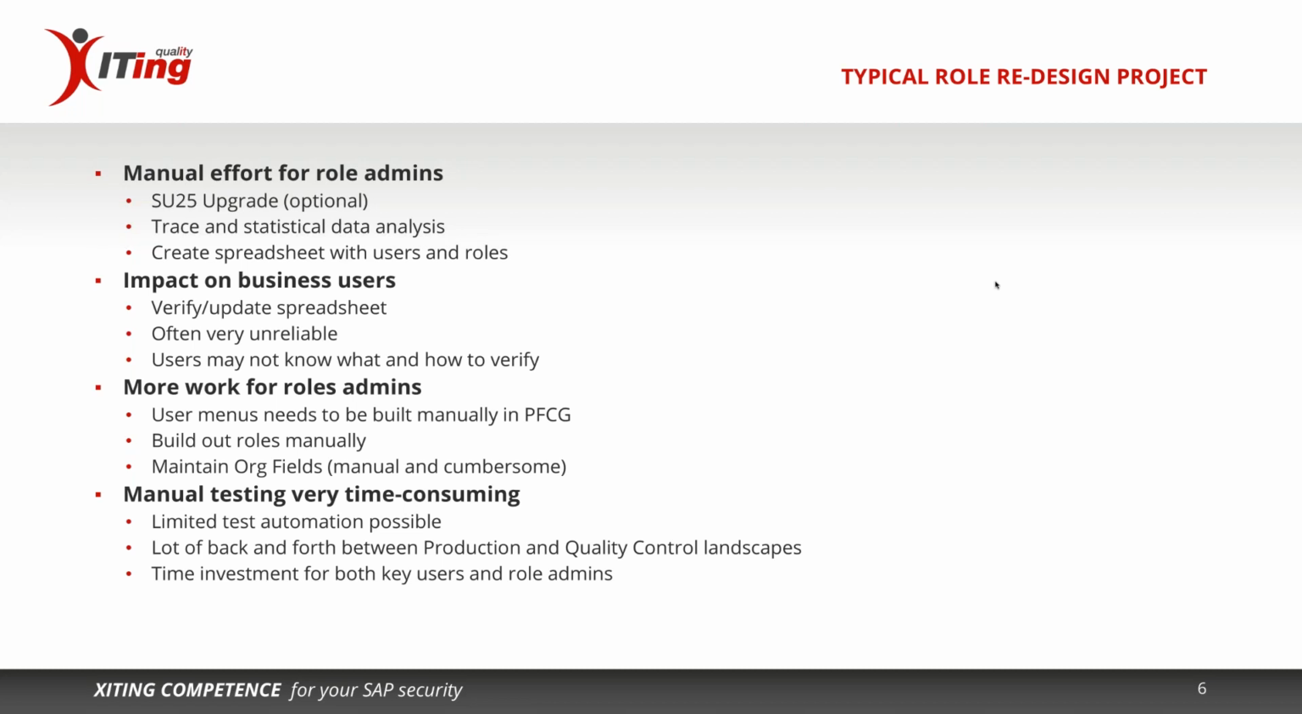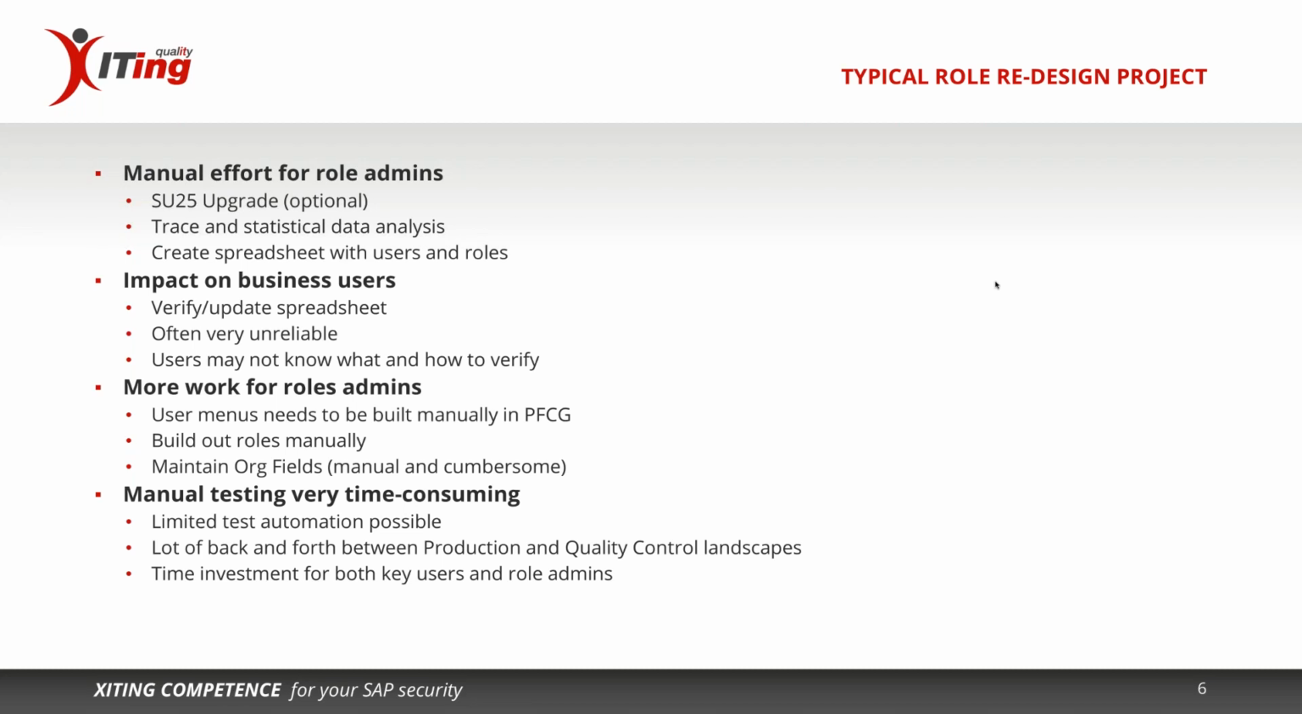And so let's step through a more or less typical role redesign and the specific steps involved, and I'll point out where there are issues and opportunities to save time. When you start a role redesign project, you very often start with an SU25 upgrade. So you take SAP's latest proposals and make sure they get into SU24, your proposals database. You may run a trace and statistical data analysis to find out exactly what users were doing in the system, so you can build roles that are based on what users really need versus what you think they may need.